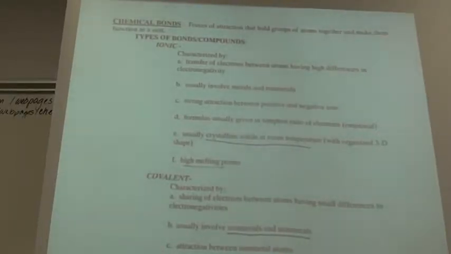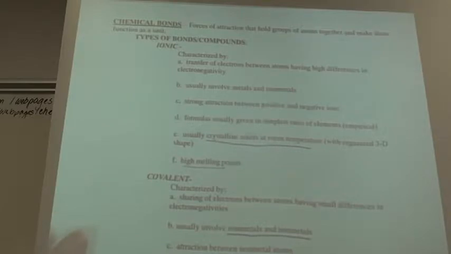Okay, ladies and gentlemen, I'm going to spend 2 minutes on chemical bonds. Chapters 8 and 9 are about bonding. Here is all of Chemistry 1's ideas in 37 seconds. A chemical bond is a force of attraction that holds a group of atoms together and makes them function as a unit. There are 3 types of bonds that we are interested in.